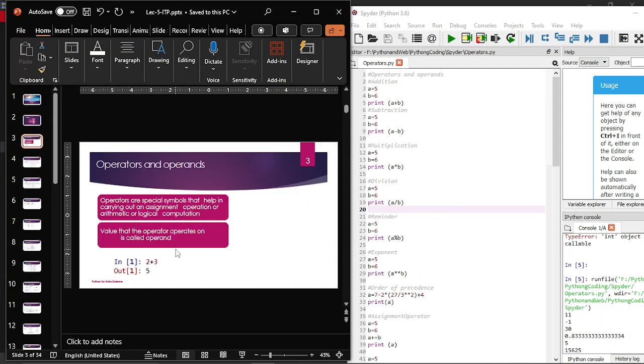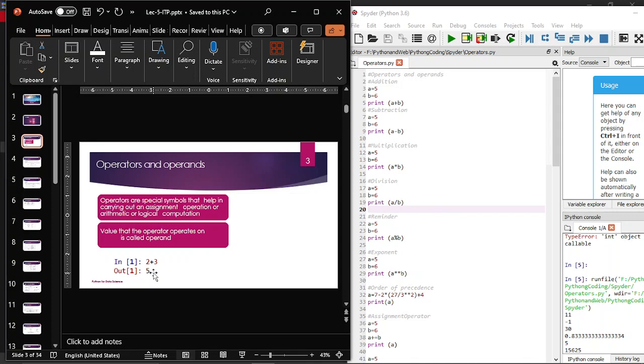When we come to operator and operands, operators are special symbols that help in carrying out an assignment, operation, or arithmetic or logical computation. For example, here I have given 2 plus 3. Now this plus symbol is the operator, whereas the values that the operator operates on are called operands. Here 2 and 3 are known as operands, whereas the plus symbol is known as the operator.